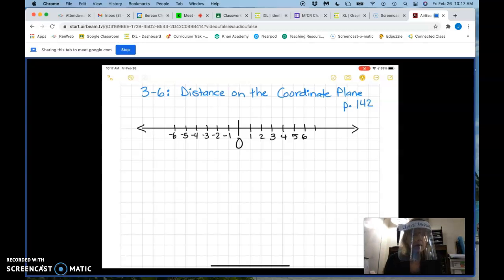So our first number line is just a normal number line. It has 0 in the middle. It has positive numbers to the right and negative numbers to the left. So draw that in your math journal and I'll be right back.